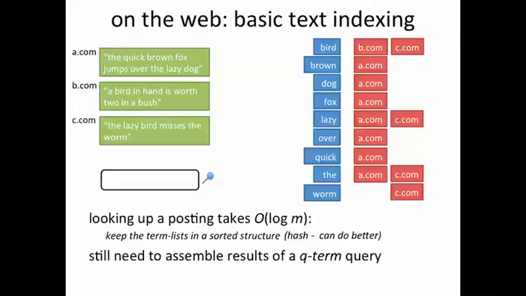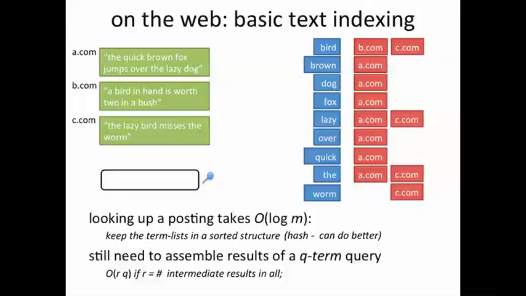The process of assembling the results of a q-term query takes order rq time if r is the total number of intermediate results, that is, the number before one takes the union of the results. So in this case of a query like the bird, r would be 4 because you get two results from bird and two results from the. Even though c.com is repeated, you count it twice because you have to traverse both this list as well as this list. To show that this is the case is something I'll leave to you as homework, and we'll come back to this as a homework question later on.